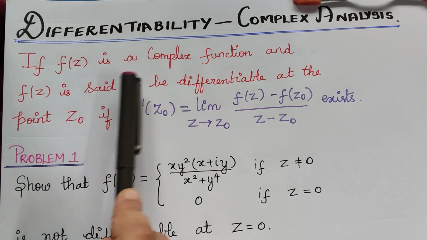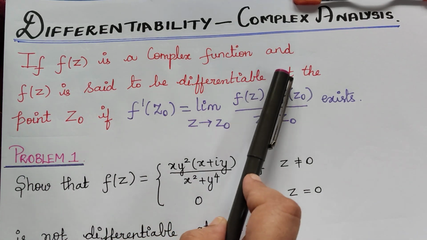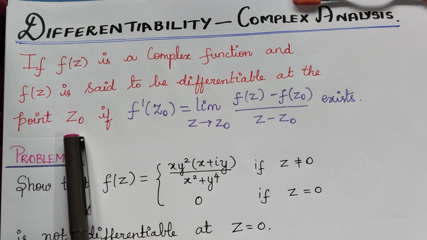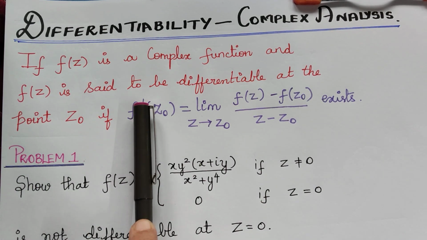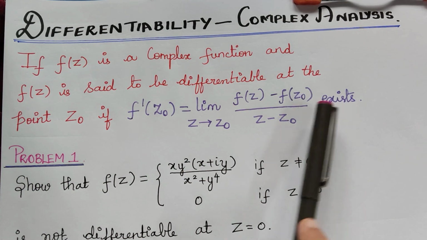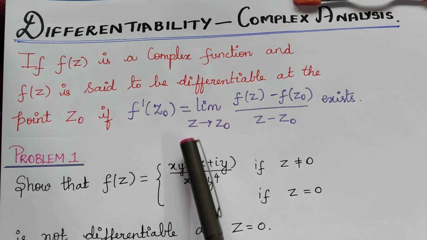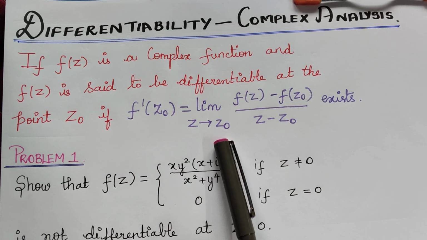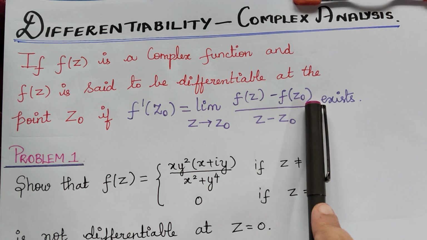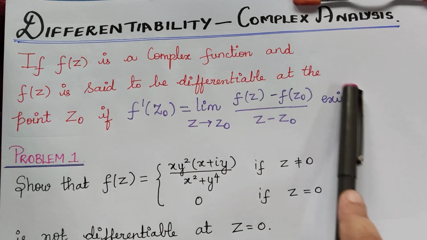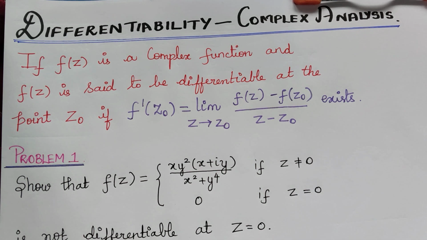If f of z is a complex function, then f of z is said to be differentiable at the point z naught if f dash of z naught exists. And what is f dash of z naught? It is equal to limit z tends to z naught of f of z minus f of z naught divided by z minus z naught. We shall understand this definition with the help of a problem.